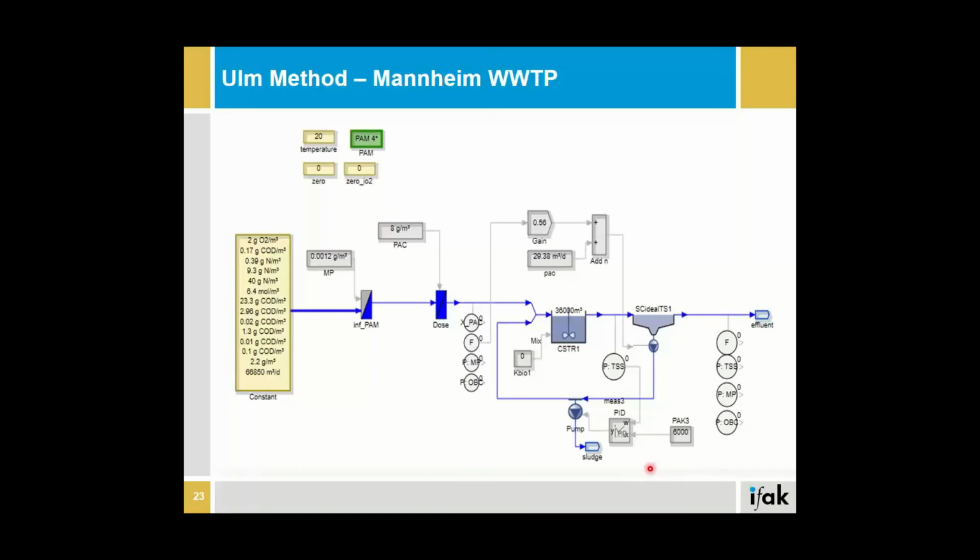The volumes and operation scheme were adjusted to resemble the Mannheim treatment plant. A constant PAC dosage of 8 grams per cubic meter and a contact time of half an hour were set, and the recirculation of PAC was regulated through a PID controller with a total suspended solids concentration of 6,000 grams per cubic meter in the sedimentation tank.